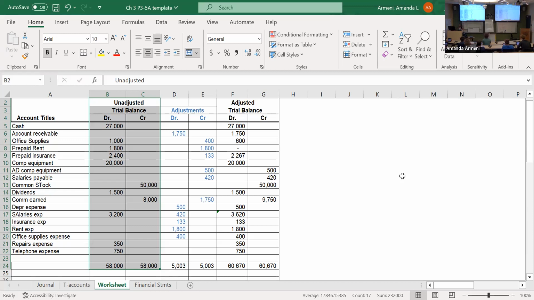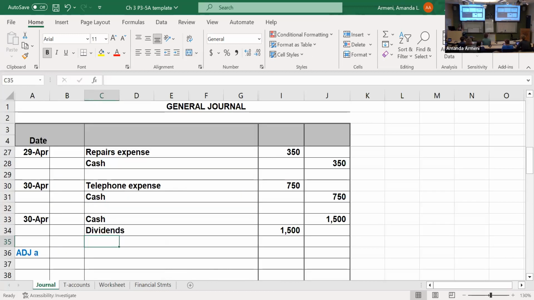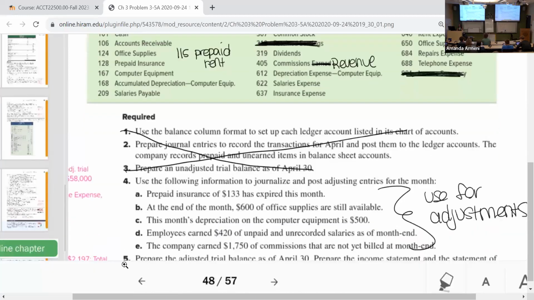In this problem, they tell you that there are 5 adjustments that need to be made, A through E, but then I also told you that there's one more. There's a 6th adjustment that we're going to make related to that prepaid rent account. So we'll get to that in a second. But let's start with this first adjustment here.